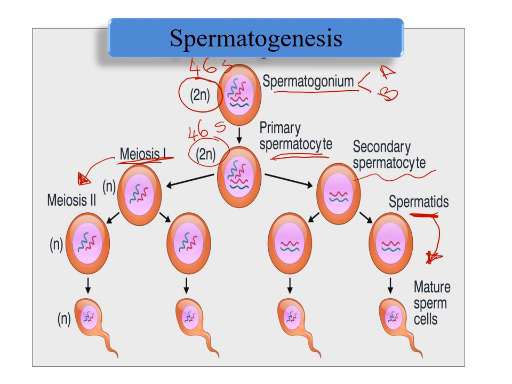So there are 3 phases that take place in about 64 days. First is spermatocytogenesis, the formation of the spermatocytes. Then you have the meiosis phase, which is meiosis 1 and meiosis 2. And then you have spermiogenesis, which is the process of differentiation and transformation of spermatids into mature sperms.